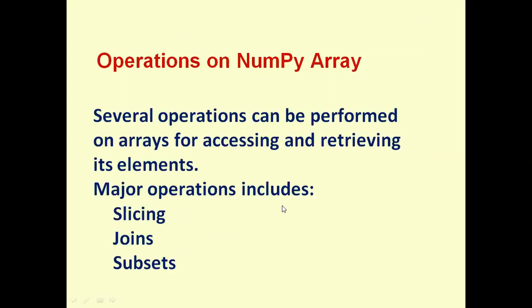So here we'll discuss the operations on numpy arrays. Several operations can be performed on arrays for accessing and retrieving their elements. The major operations include slicing, which you have already used in a list. Joins, to join, it is just like a concatenation operator, concatenation function. Subset means subparts can be retrieved.